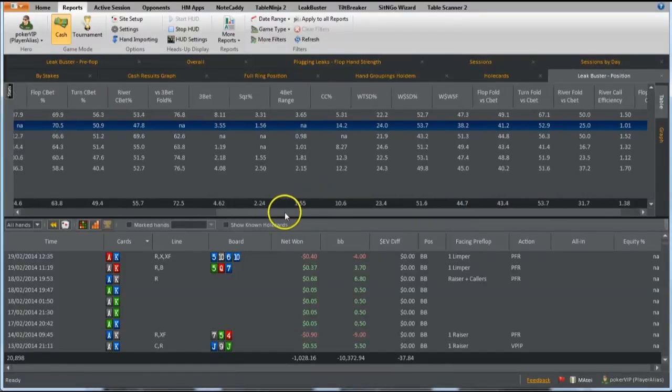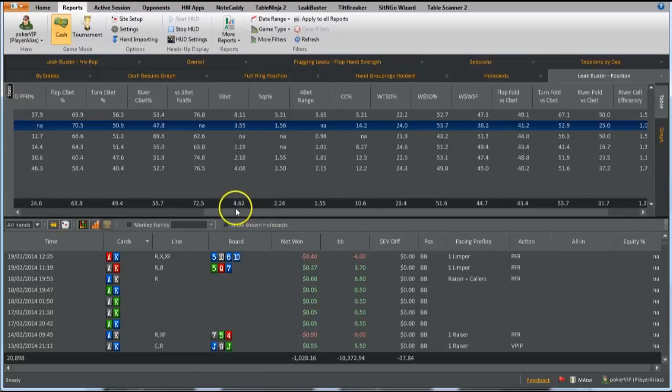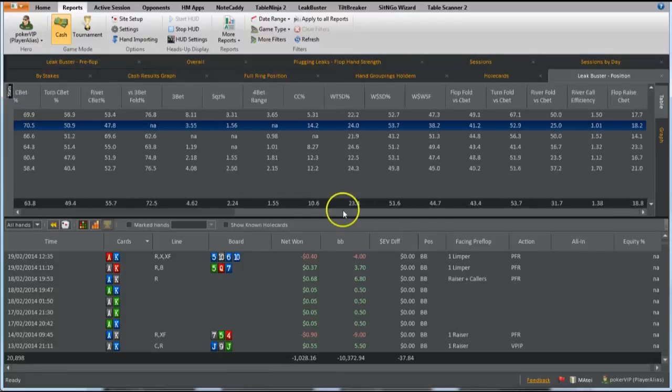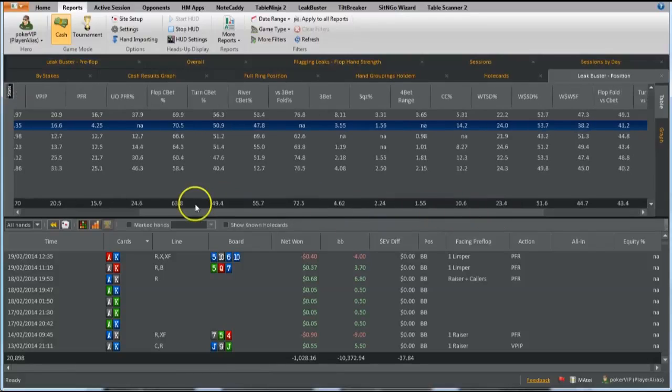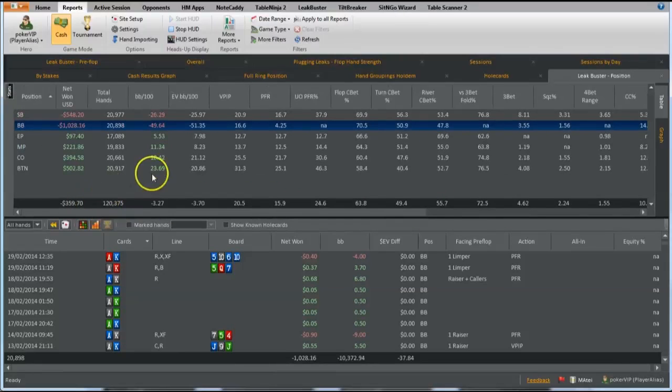So we've covered most of the stats. I think we didn't look at squeeze. Squeeze is similar to 3-bet percentage. We can see here it has a squeeze of 2.24, so he's primarily squeezing for value. He's missing some spots to bluff squeeze. So these are just the main stats, and this is just one report we can use. There are other reports that are very useful also.